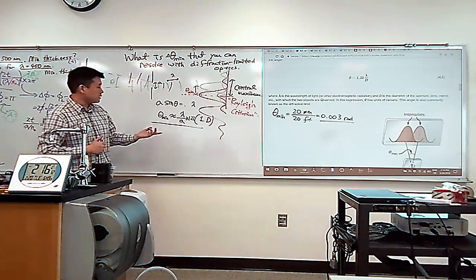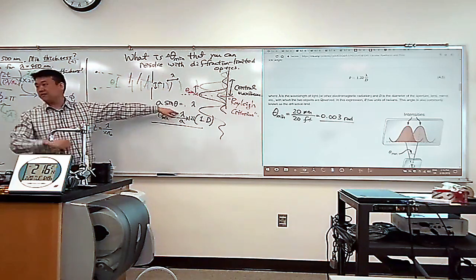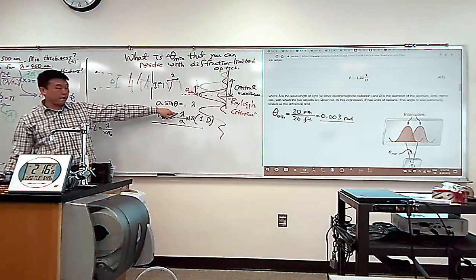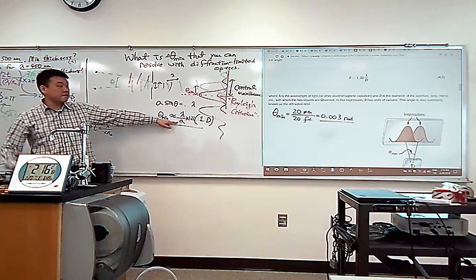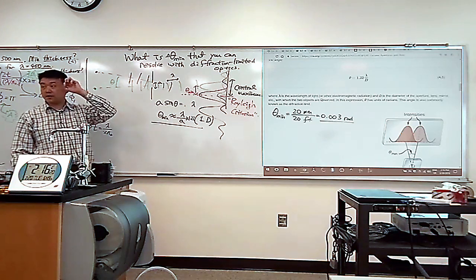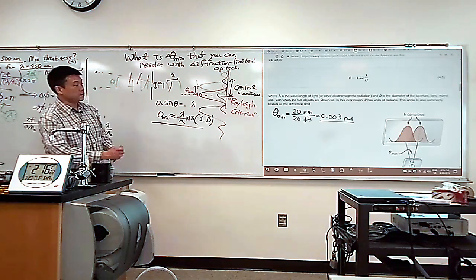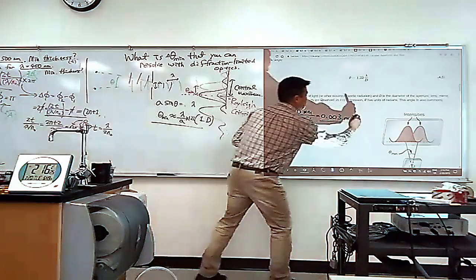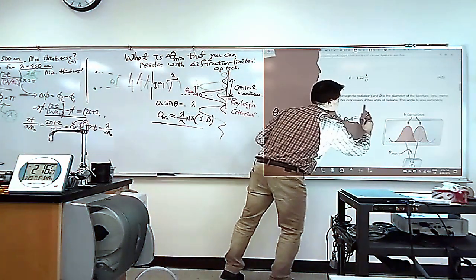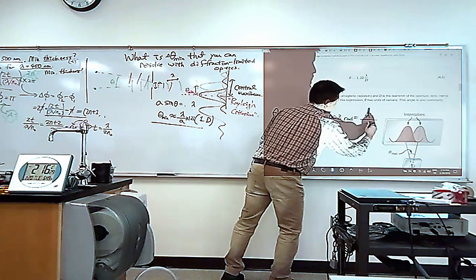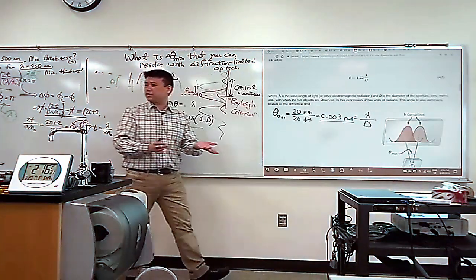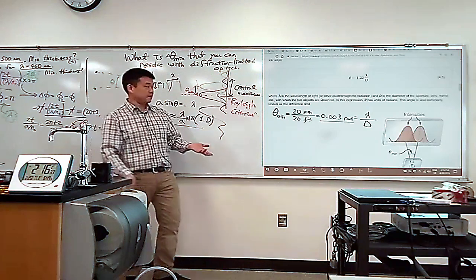And let's just see, given the typical wavelength of 500 nanometers, what the size of your pupil, the aperture for the eye, should be. So this is equal to the wavelength divided by the pupil diameter. I'm going to ignore the factor of 1.22 because it's not that significant.